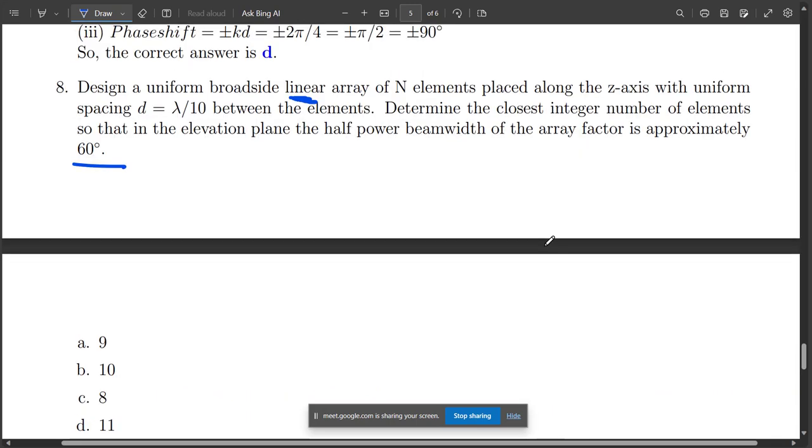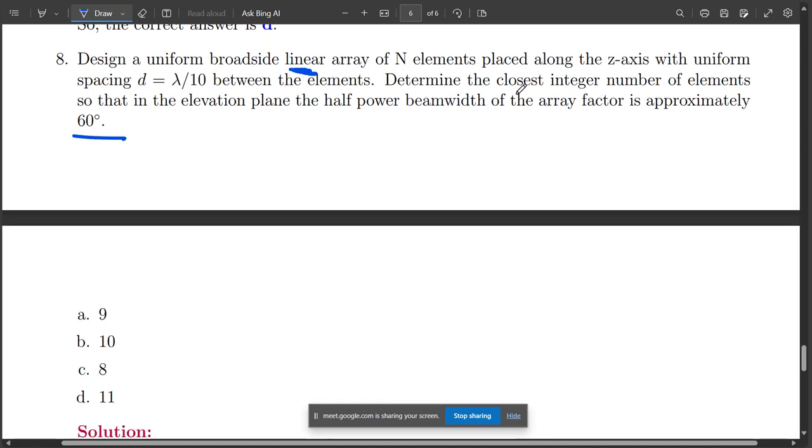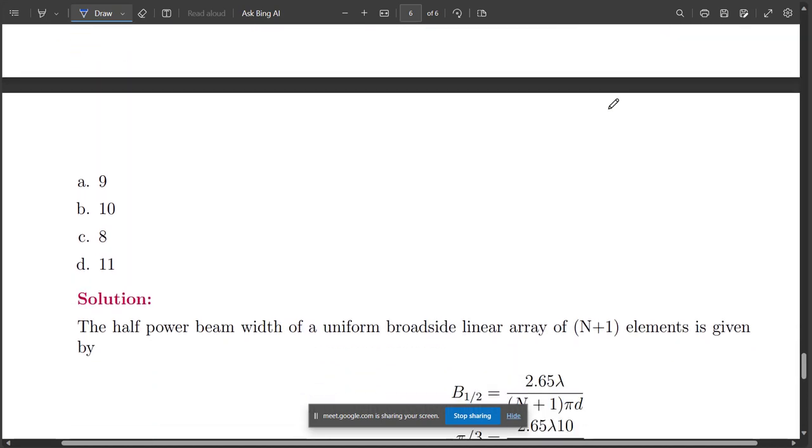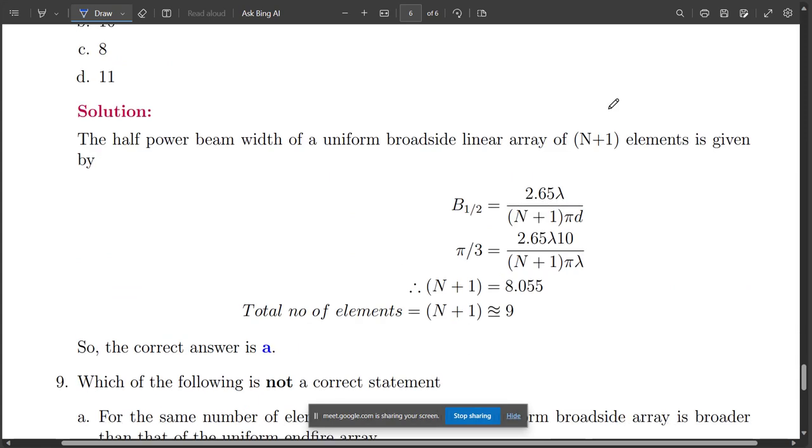So here it is asked to determine the closest integer number of elements so that in the elevation plane the half power beamwidth of the array factor is approximately 60 degrees. When it says closest integer, for an array you have to take the greatest closest integer. If it's 8.055 you take 9, and if it is 8.00055 then also you take 9.